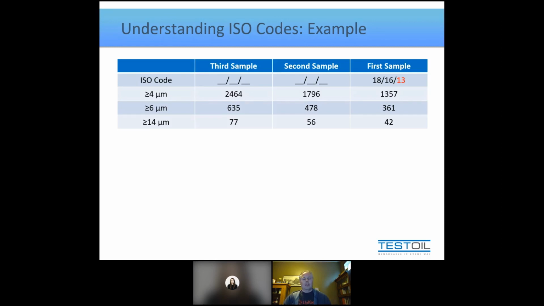So how do we know if it is really a little or a lot? Well, the interesting thing is, if we looked at the ISO codes for these three samples, we'd have a better answer. Now, I showed you how we got the first one. Here's all the others. They all work out to be 18, 16, 13. So if I show you three particle counts and tell you that all three have an ISO code of 18, 16, 13, what do we all now hopefully agree on is happening to the particle counts? Nothing. They're not increasing. They're within the same range.